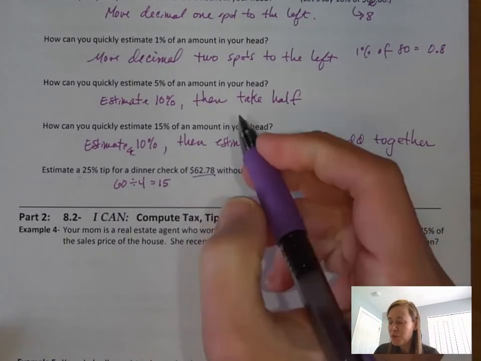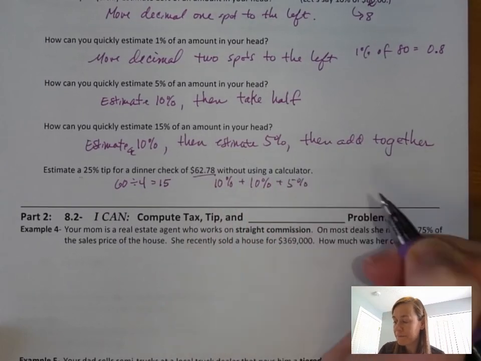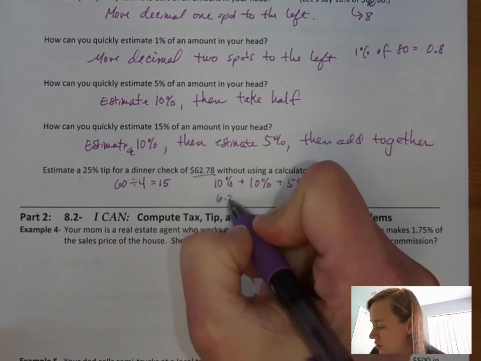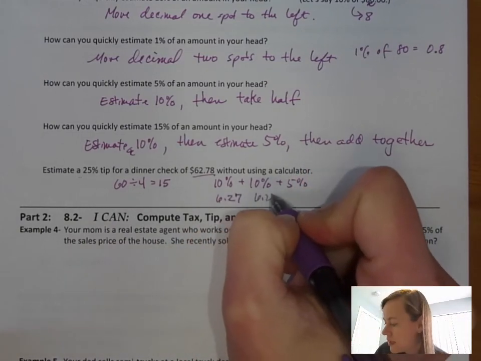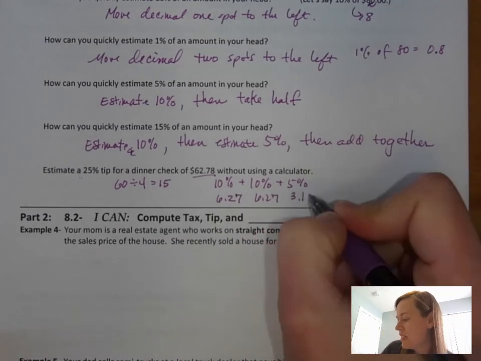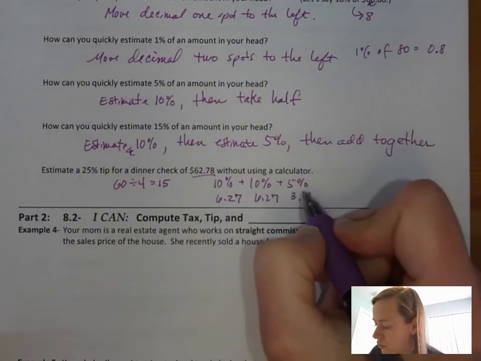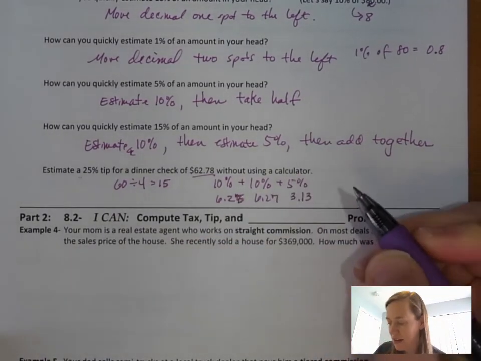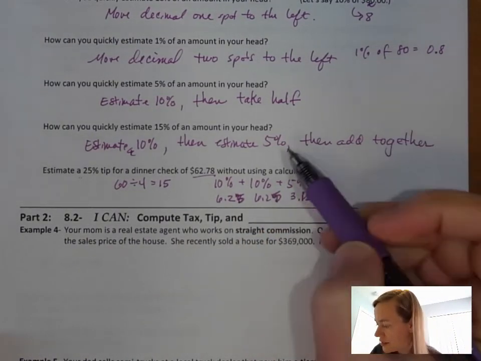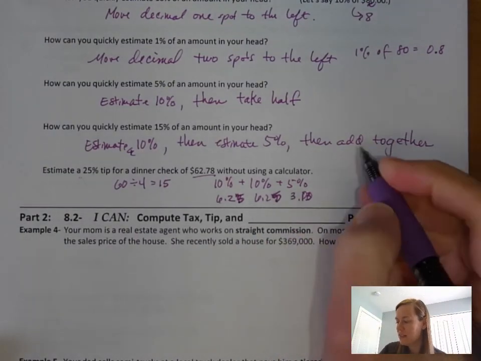But if you wanted to be more precise, you might do 10% plus 10% plus 5%. So let's try that right now. So 10% is 6.27 plus 6.27 plus half of that, which is going to be 3.1, let's say 3. Now these aren't great numbers to work with, so I'm just going to make this into 6.25 because that's a lot easier to add in my head. Plus 6.25 plus, let's just make it a nice even $3. So 6.25 plus 6.25 is going to be $12.50 plus $3 is $15.50.